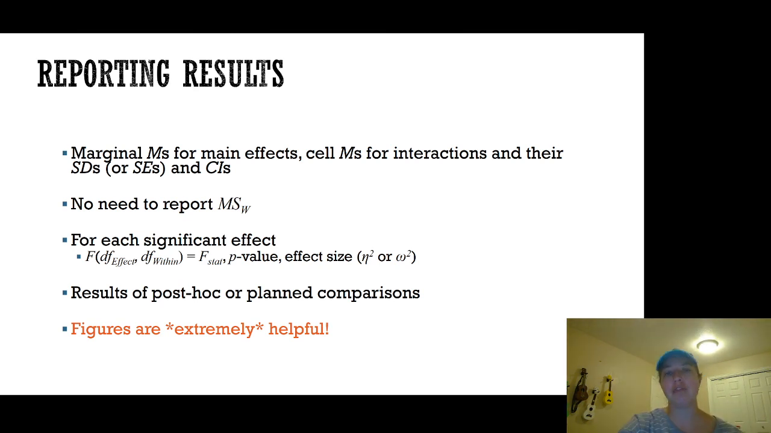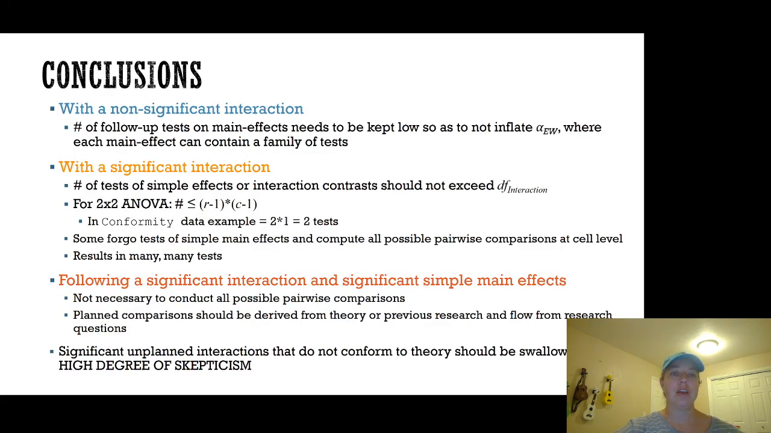Cannot stress this enough with two-way ANOVAs. Anytime you have interactions, you want a figure. You want a figure, you want a figure, you want a figure. So conclusions. Non-significant interaction, follow up the main effects. If you have a significant interaction, you've got to probe that with post hoc tests, and that's what you want to interpret and focus on.